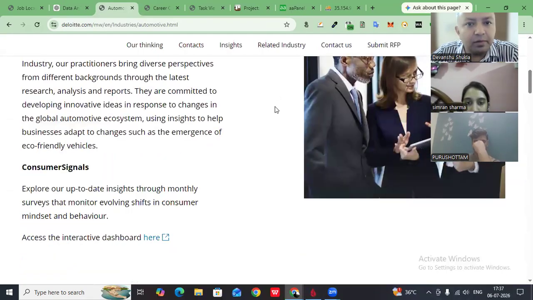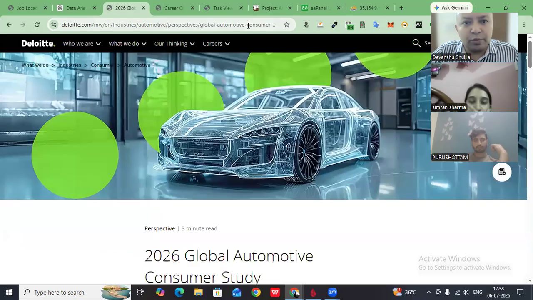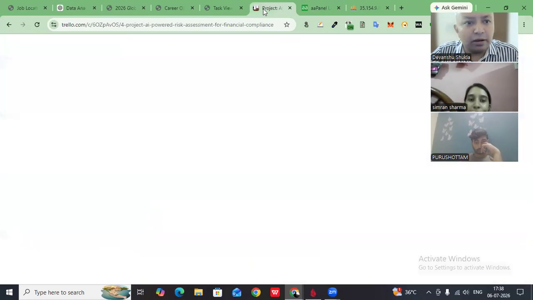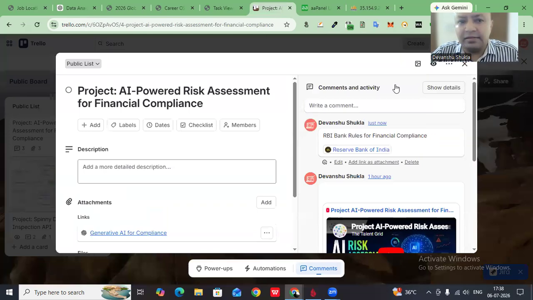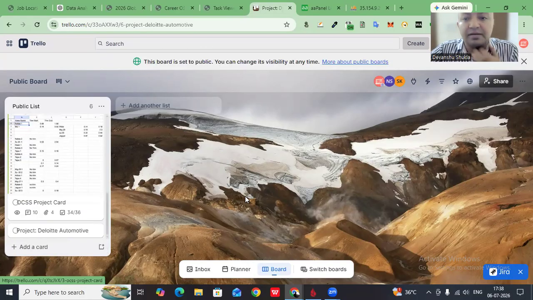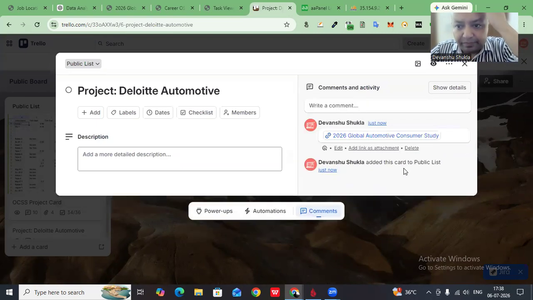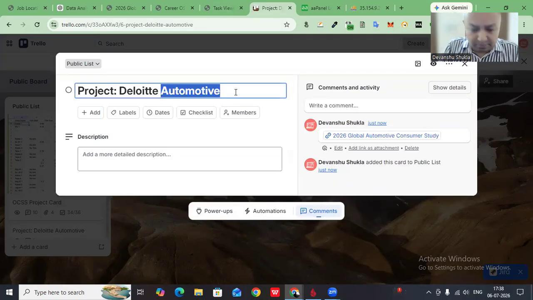Okay, so they are working on automotive, which would be our first one. This was the case study, the 2026 Global Automotive Consumer Study. Let's do a quick summary of this. This is the article which I'm talking about. Let me put it on a project here, Deloitte Automotive. We will give it a clear project name later. This is the Global Automotive Consumer Study, the automotive consumer study.